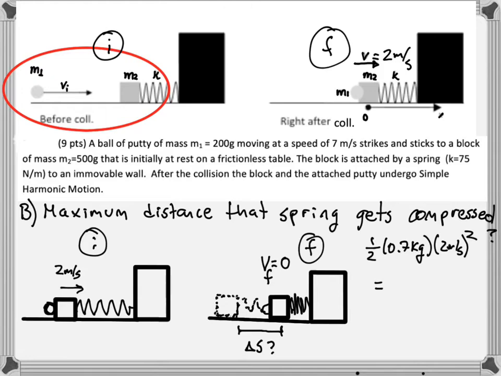So just kinetic, and the combined mass is 0.7 kilograms and the velocity is 2 meters per second, as we found in part A. So 1/2 of 0.7 times 2 squared is the initial energy. That should match the energy at the final moment. The kinetic energy is gone at this moment because the block putty has momentarily stopped, and all the energy must be in the form of elastic potential energy, 1/2 of k delta S squared. So we're solving in this equation for delta S.